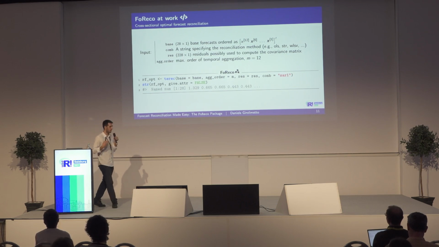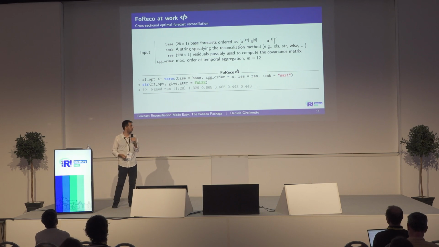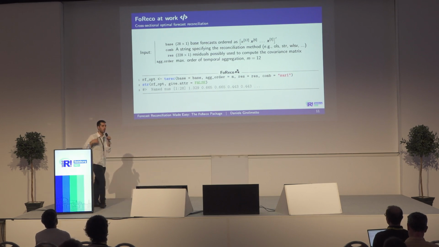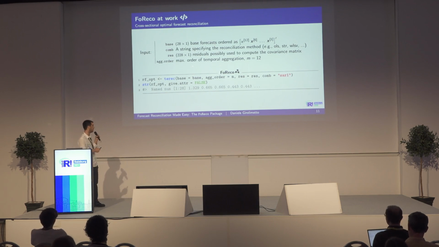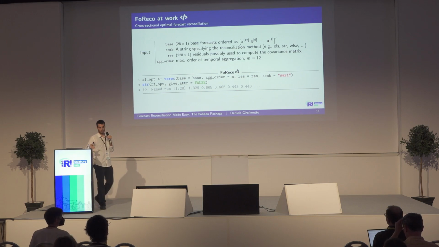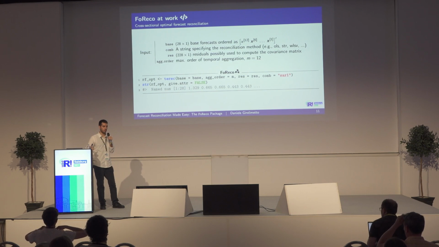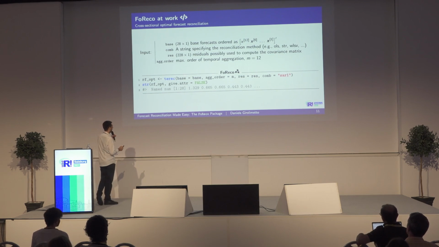And then here we don't need to pass to the function the aggregation matrix or the constraint matrix, because all is done by FoReco using the maximum order of temporal aggregation. So if we start from monthly time series, the maximum order of temporal aggregation is 12. If you start from quarterly time series, the maximum order of temporal aggregation is 4. Then the input is very easy, and the output is the same vector, a vector of the same length of the base forecast vector.